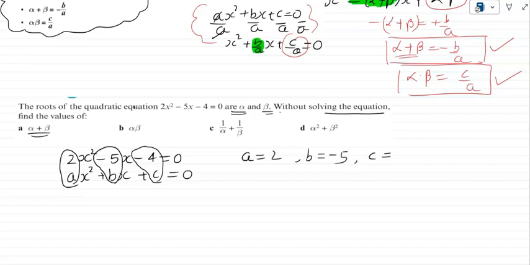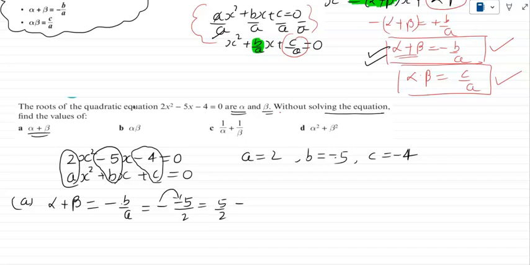Remember, when you are comparing, do not ignore the sign. So a is 2, b is minus 5, and c is minus 4. In part a they are asking to find the value of alpha plus beta. We know alpha plus beta is minus b over a. So minus, b is itself minus 5, over a is 2. Minus and minus becomes plus, so it should be 5 over 2, and you can write 2.5. That is your part a, alpha plus beta.